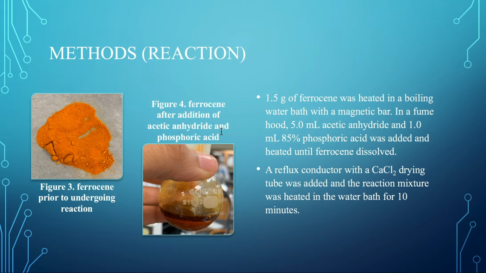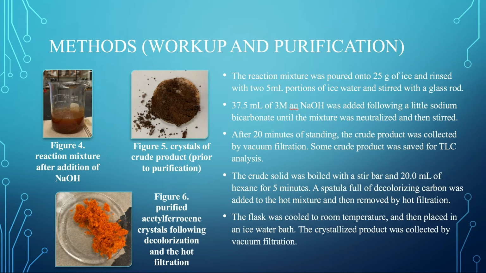So after the addition of acetic anhydride and phosphoric acid, the color of the reaction mixture turned a rusty orange color. So now I'll go over the methods of the workup and purification. First, the reaction mixture was poured onto 25 grams of ice and rinsed with 2 5 milliliter portions of ice water and stirred with a glass rod. Next, 37.5 milliliters of 3 molar aqueous sodium hydroxide was added, followed by a little sodium bicarbonate until the mixture was neutralized, and stirred. It was tested with pH paper to make sure that it was no longer acidic.